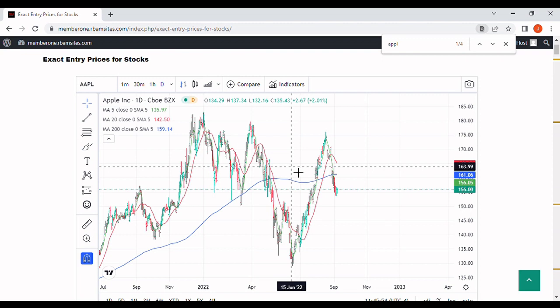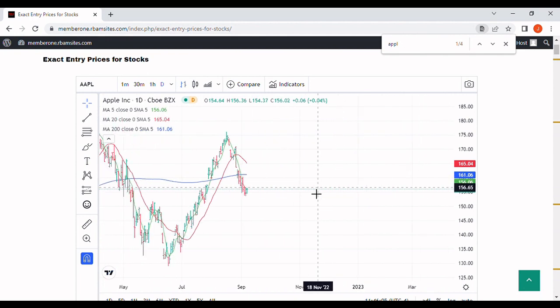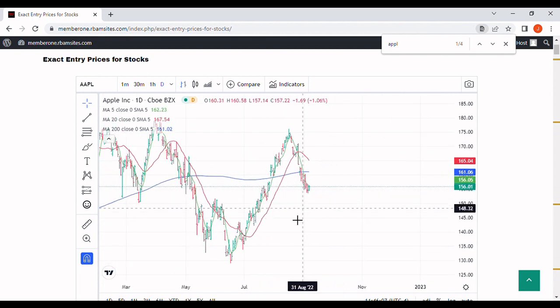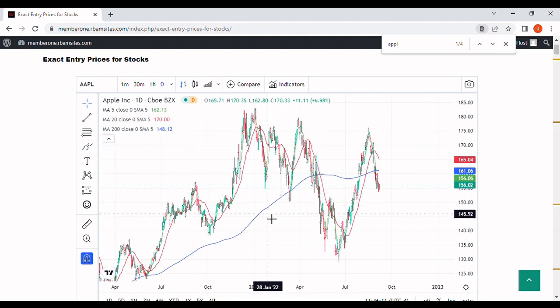We're going to do a brief video on AAPL, Apple stock analysis. And we've got a daily chart on here for Apple with a 5-day green moving average, a red 20-day moving average, and a blue 200-day moving average. Let's scroll back here a little bit and see what's going on.